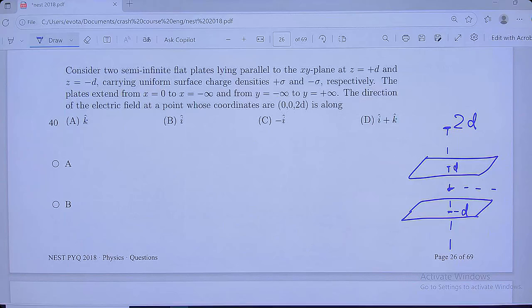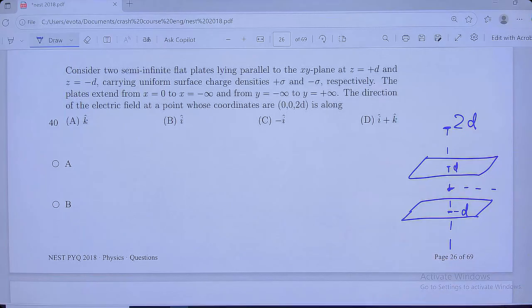These are infinite plates. These are very, very infinite plates. But these are semi-infinite. Semi-infinite plates start at one point and only stretch in one direction, x equal to 0 to x equal to infinity. So in the x direction, they are semi-infinite. In the y direction, they are infinite.